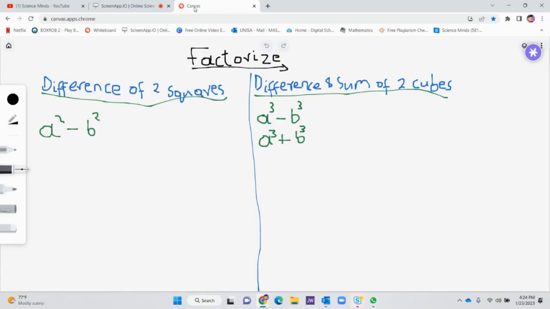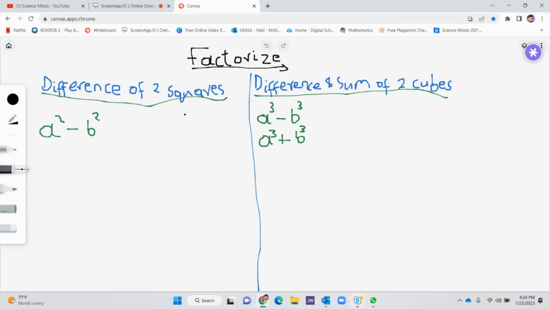Okay, we're going to start by factorizing what is known as the difference of two squares, as well as the difference and sum of two cubes. So what is a square? A square is anything to the power of 2. So here we have a squared minus b squared. Since a is raised to the power of 2 and b is raised to the power of 2 with a subtraction in between, we are calling it a difference of two squares.